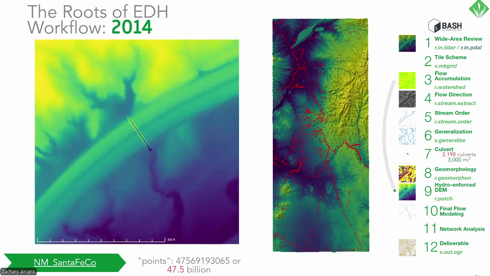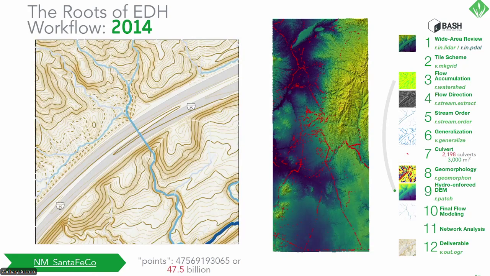And so once we had the culvert in place, a cut line, we could build a hydro-enforced DEM, and then we'd bring it all back together with the original DEM using r.patch, and that would give us a hydro-enforced model that we could then use to reiterate the entire workflow. So we'd go back through the workflow, but this time we'd have hydro enforcement to convey the water through the culvert pipe at this location, which is an interstate.